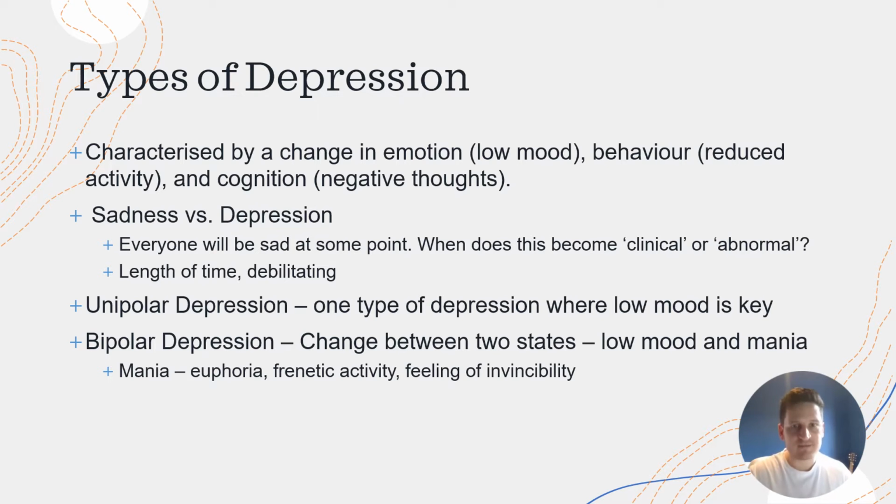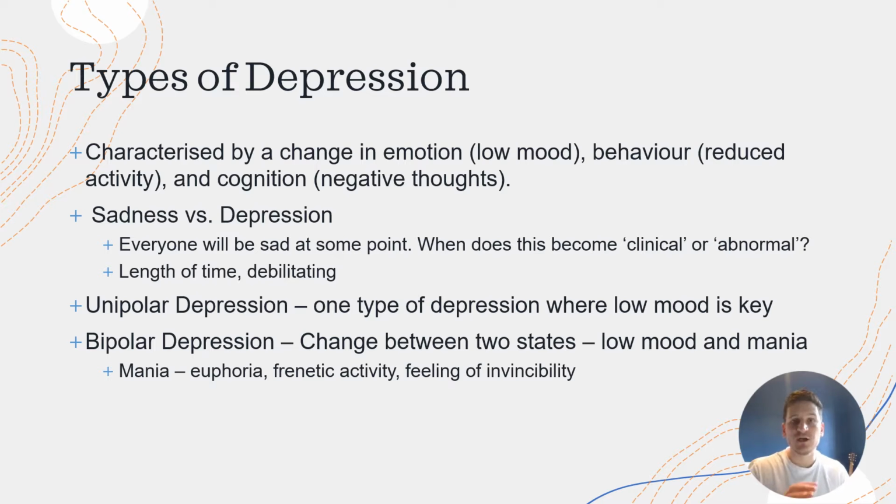There's seasonal affective disorder, there's many other types of depression. For the GCSE course, we just need to look into two, so that's unipolar depression and bipolar depression. Unipolar, think unicycle, one wheel, so uni, one, so it's that low mood, it's the one type of depression, key low mood. If you're talking about bipolar depression, think bicycle, two wheels, so two types.